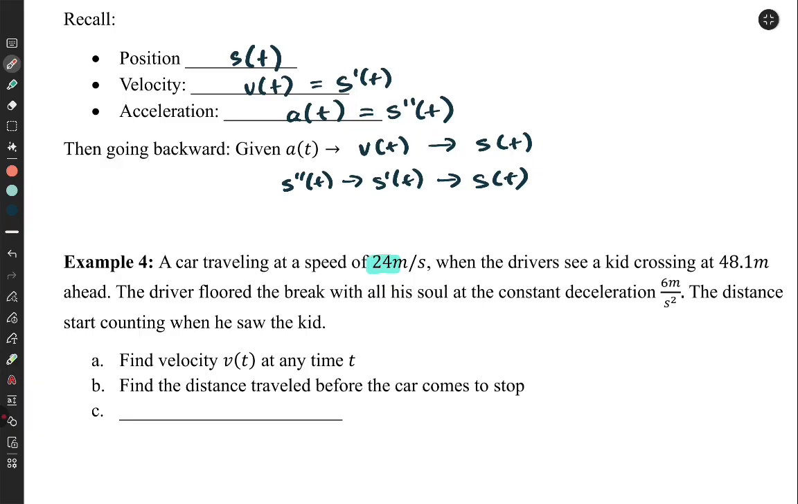That is around 50 miles per hour. Okay, so when the driver sees a kid crossing at around 48.1 meters ahead, the driver floors the brake with all his might, at a constant deceleration. See a kid, floor the brake.